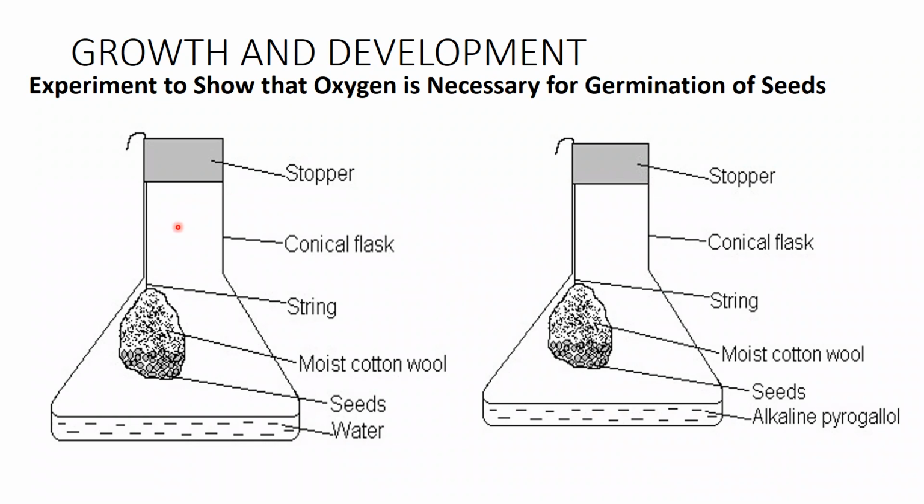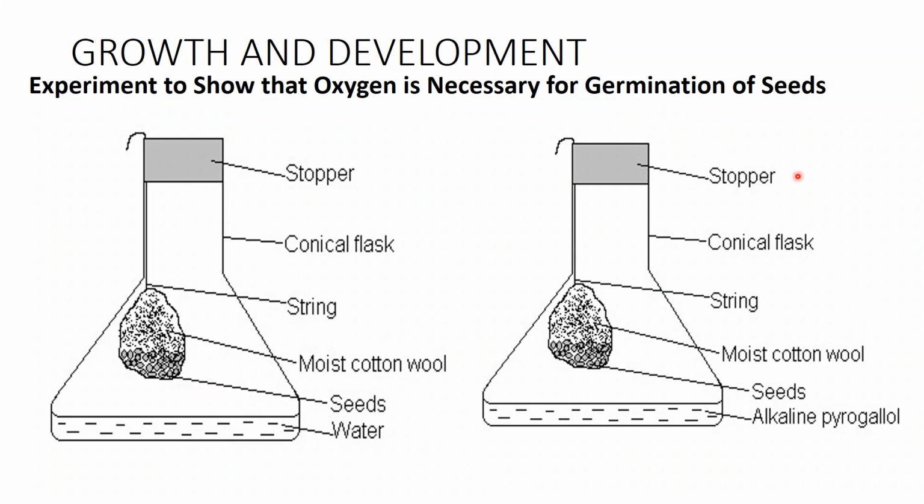Okay, so in this case we have a stopper here, we have a string, we have a cotton wool which has seeds attached to it. Then here we have water. So the three conditions for germination are temperature, water, and oxygen. In this case, we are assuming the temperature is a suitable temperature. There is also a presence of water somewhere, and there's oxygen here. We can't rule out that there's no oxygen here.